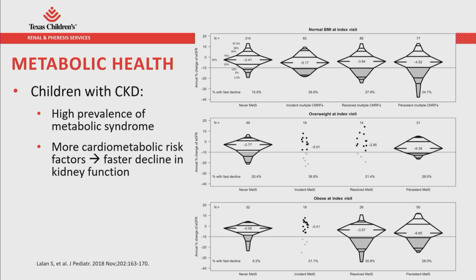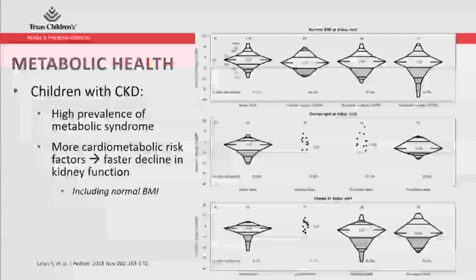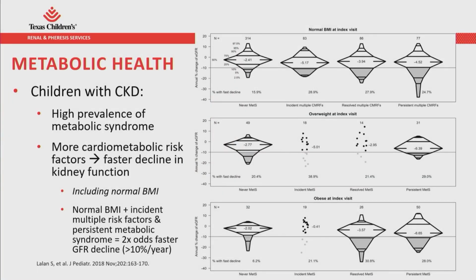Mentioning the CKD study that I believe Noni was mentioning, there's a high prevalence of metabolic syndrome in children with CKD. And what's more important is that metabolic syndrome, we know, includes that definition of overweight and obesity. However, this graphic on your right from the CKD study actually separated it by normal BMI and obesity and overweight, and then rate of decline in GFR, and found that normal BMI plus incident multiple cardiometabolic risk factors and persistent metabolic syndrome all led to a 2 odds faster rate of decline in GFR, regardless of BMI.